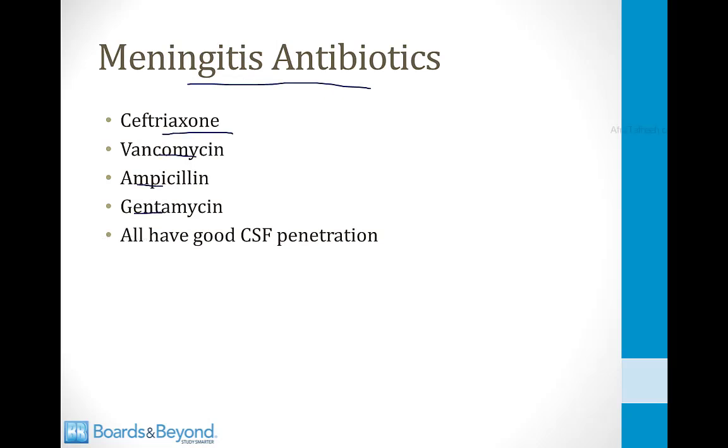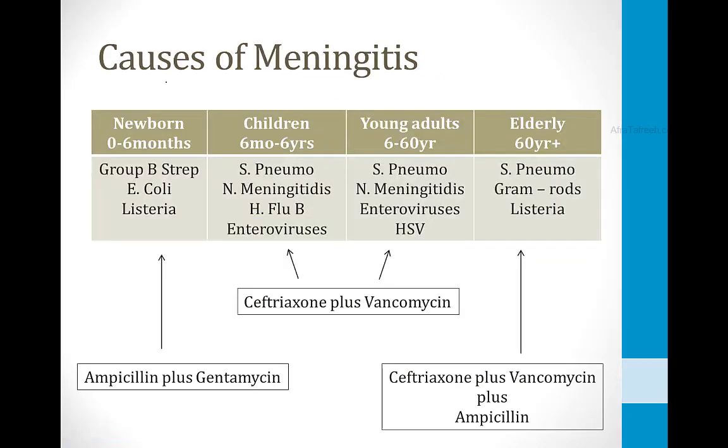And the reason we use these is because they all have good CSF penetration. This slide lists the causes of meningitis by age group and the antibiotics you use to treat them, so let's go through it carefully. So we'll start over here on the left with the newborns from 0 to 6 months. They often get meningitis from their mother in passing through the vaginal canal, so they have unusual bugs that cause meningitis. The first two are group B strep and E. coli, and then the last one is listeria, which affects people with poor cell-mediated immunity, so it tends to affect newborns and also the elderly.